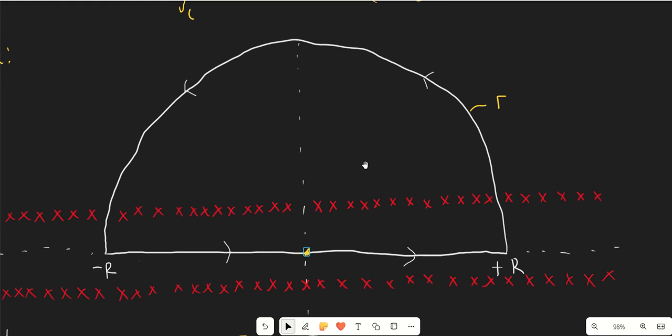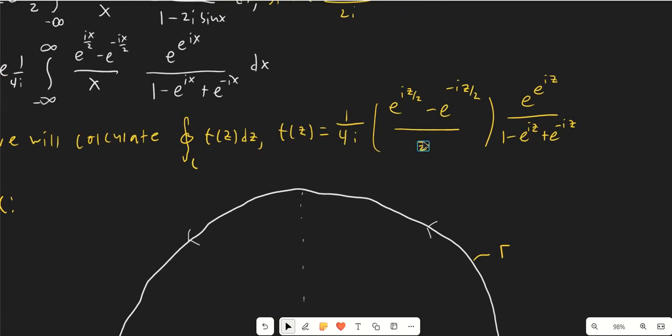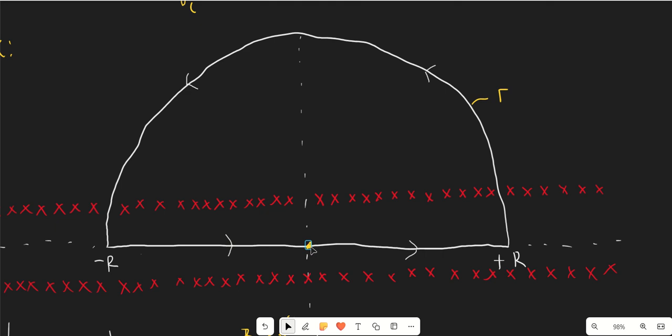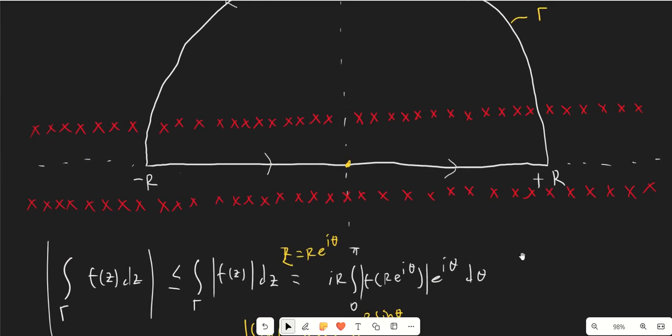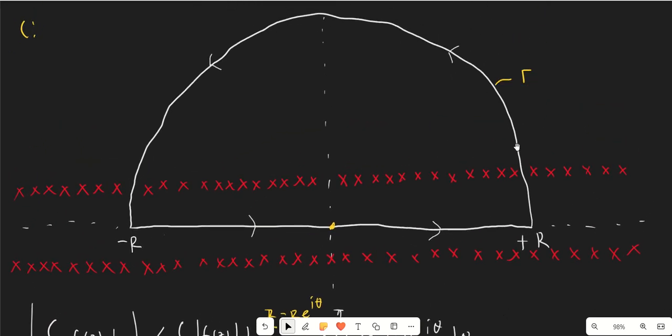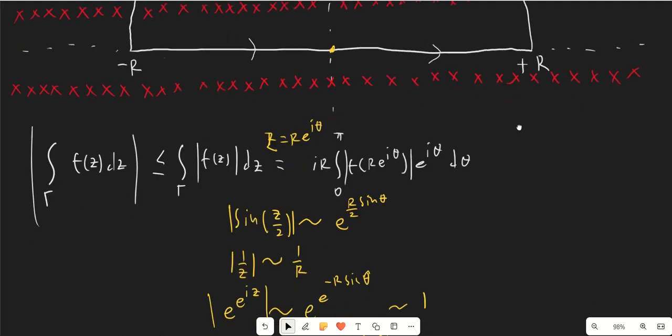And then I've marked the origin in yellow, because it looks like we have a pole at the origin, but actually this is a removable singularity because of this sine of z over 2 on the top, so we don't have to worry about this at all, and we can just treat it as analytic right there. So first of all, we're going to show that this gamma integral goes to 0.